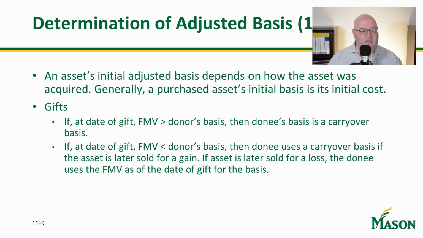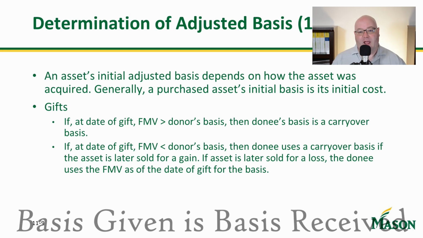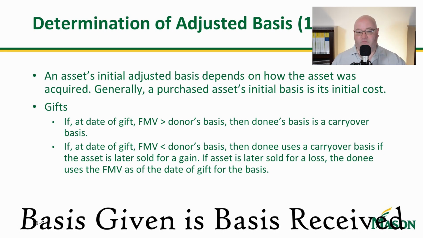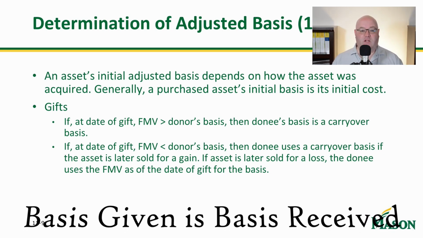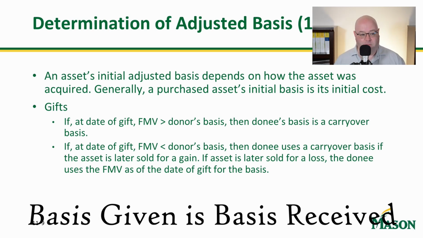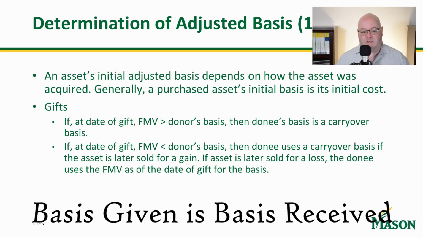What's going to happen is that at the date of gift, if the fair market value is greater than the donor's basis, then the donee's basis is carried over basis. So if my dad bought it for $50,000 and gives it to me and it's worth $200,000, I'm going to have the basis. Basis given is basis received. That's a phrase you need to probably also have in your brain box here. Basis given is basis received.